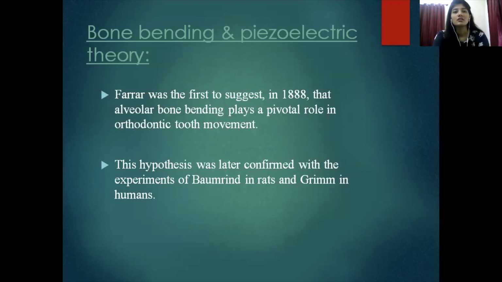Coming to the next theory, the bone bending theory and the piezoelectric theory, by Farrar. He first suggested in 1888 that the alveolar bone is going to bend. The bending plays a pivotal role in orthodontic tooth movement. He says that bone is flexible, it is going to bend, and that's why there is movement of the tooth. This hypothesis was later confirmed with experiments by Baumrind in rats and Grimm in humans.